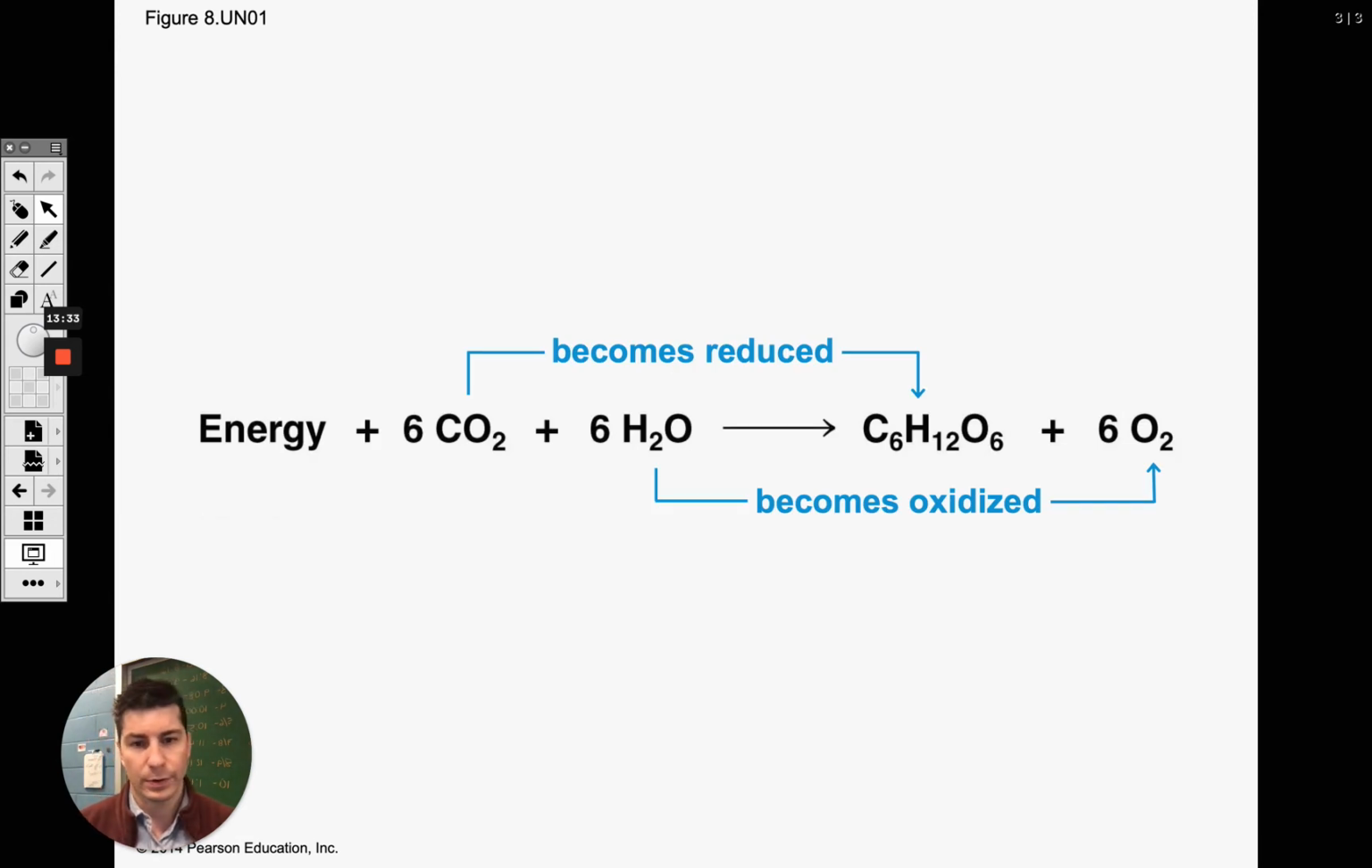And here's just what we went over, guys. Carbon dioxide becomes reduced. The water is oxidized. If you remember from two chapters ago, if it loses electrons, it's oxidized. So the water lost electrons. Carbon dioxide, if it gains electrons, it's reduced. Remember the little acronym I gave you: LEO the lion goes GER. LEO, lose electrons, oxidized. GER, gain electrons, reduced.